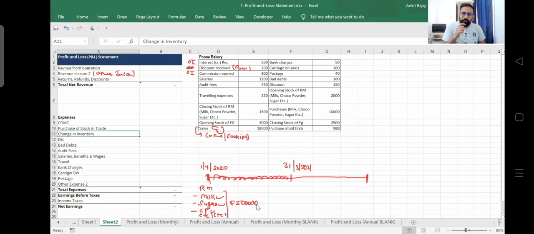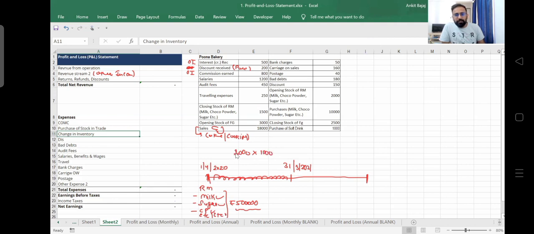Instead of 5,000, we will assume an amount of 5 lakh, right? With the help of this raw material, Pune Bakery has baked 1,000 cakes, and the selling price of one cake is 1,000 rupees.